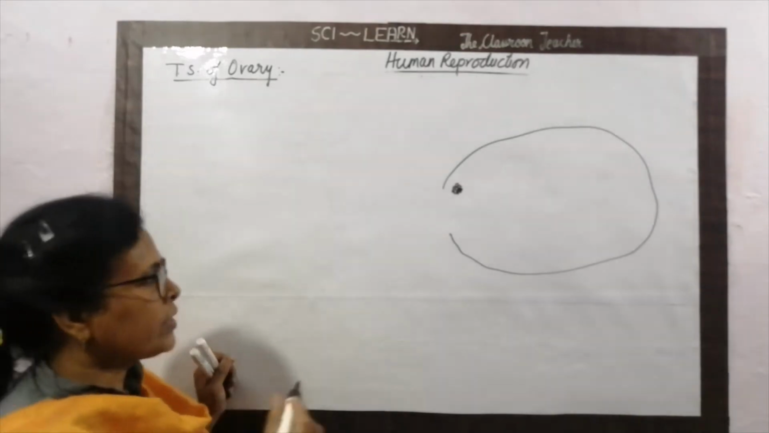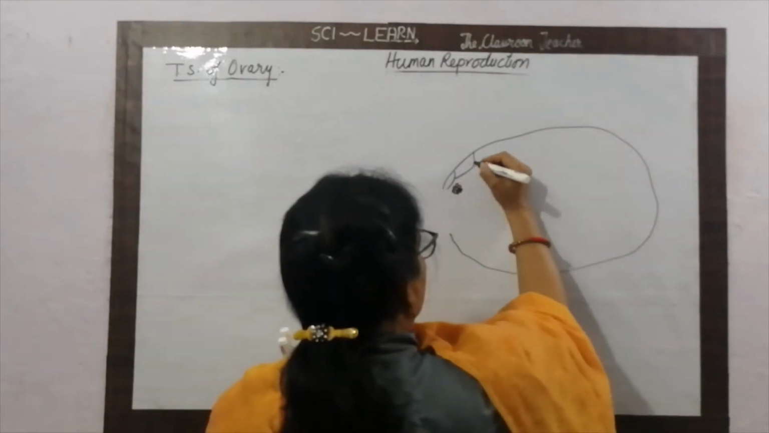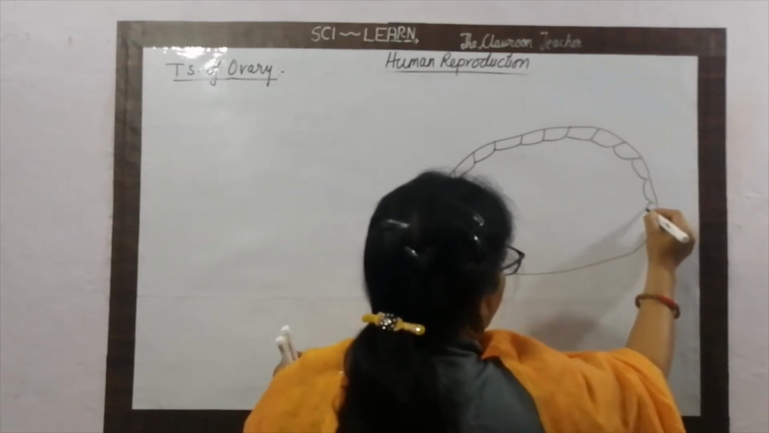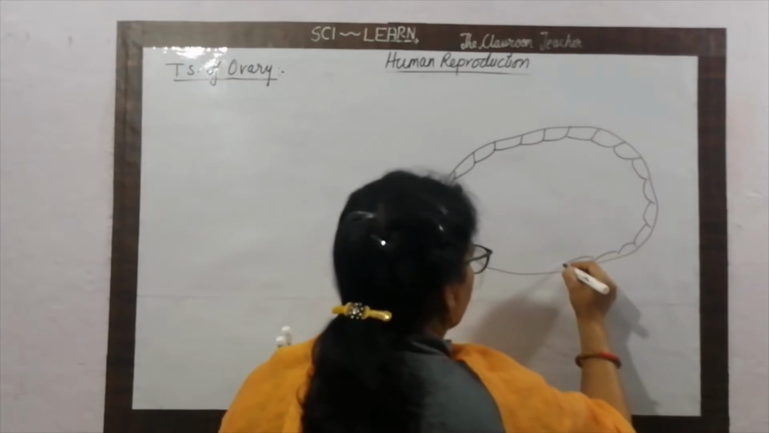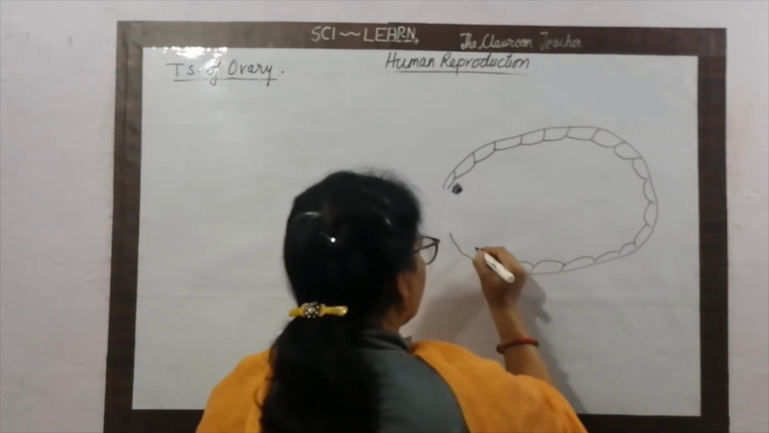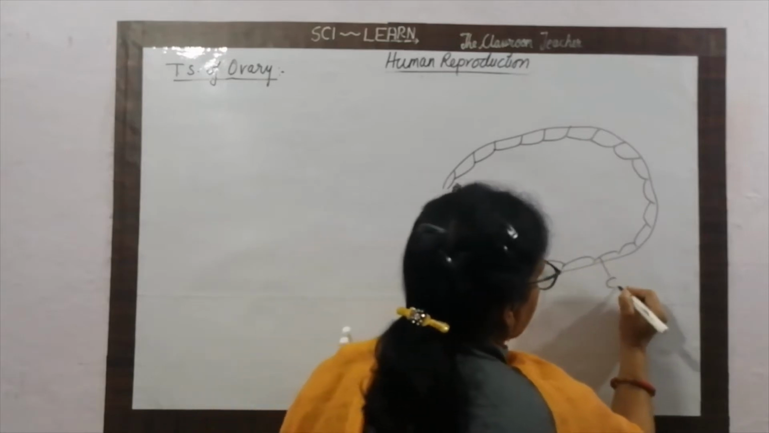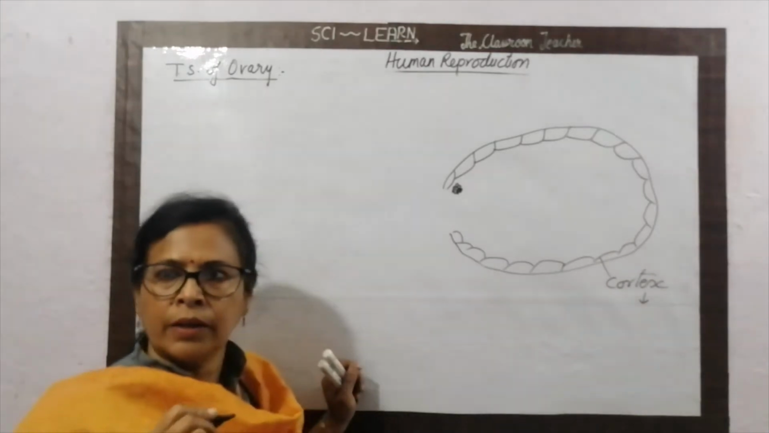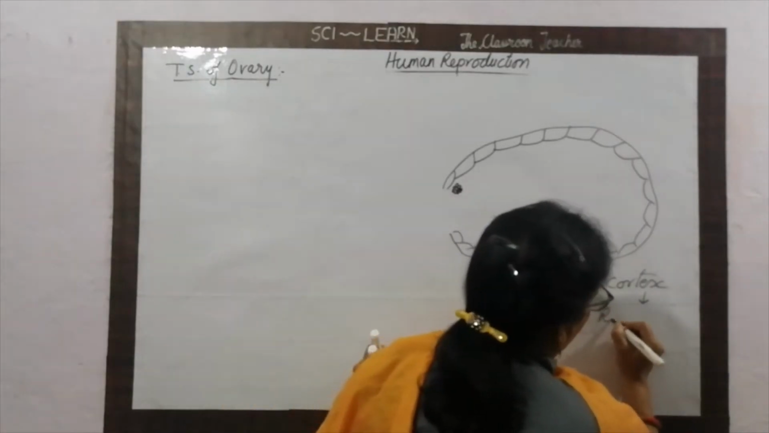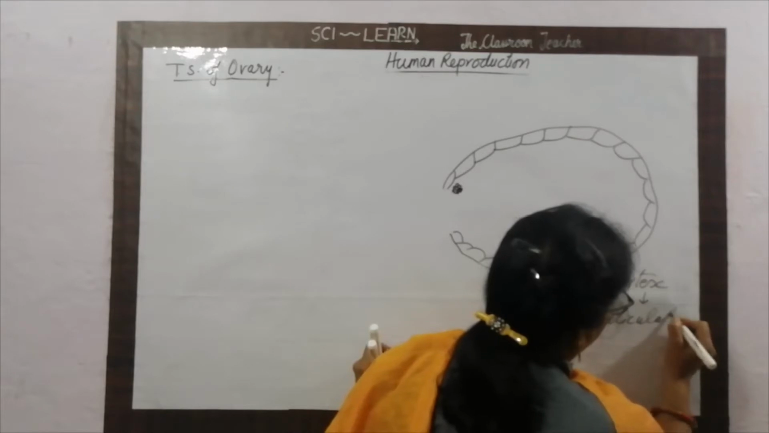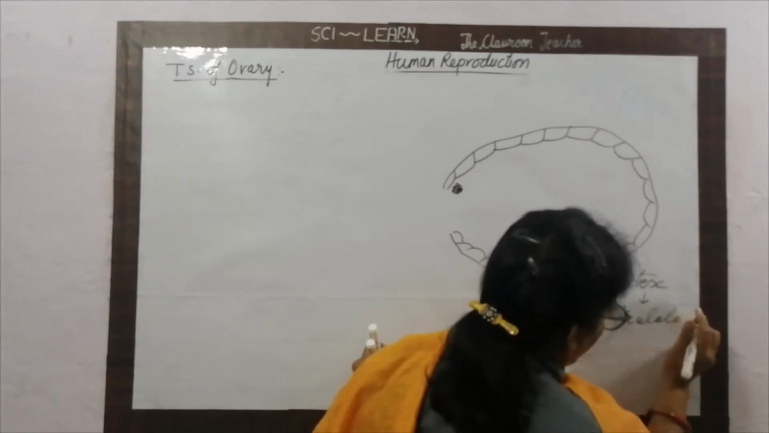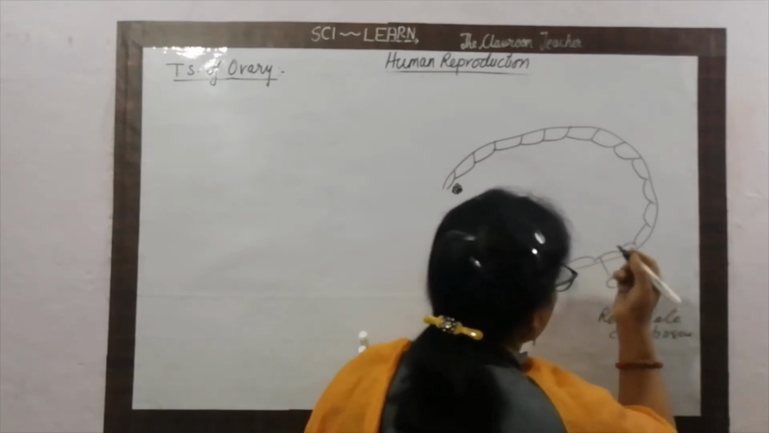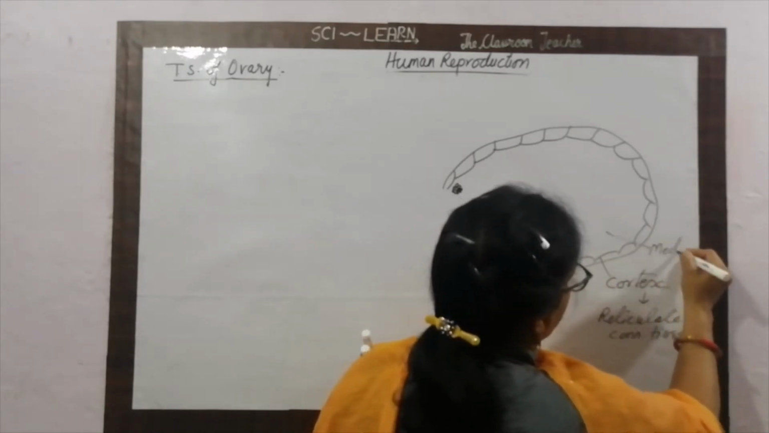Before that, the outside of the ovary, this part, is called the cortex. This is the reticular connective tissue. This side is called the cortex, which is formed by the reticulate connective tissue. Inside this cortex, the medulla is present.